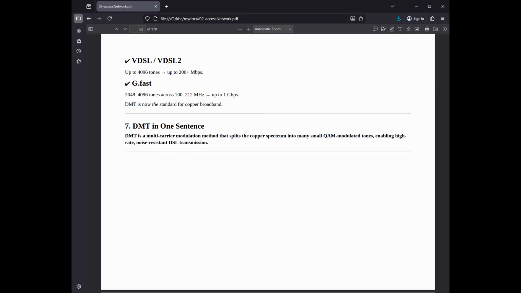6. Guard intervals, cyclic prefix, to combat intersymbol interference, ISI, caused by signal reflections on long copper wires. DMT inserts a cyclic prefix at the beginning of each symbol. This acts as a buffer zone, ensuring that delayed echoes of the previous symbol do not corrupt the current one. Summary table: DMT at a glance.